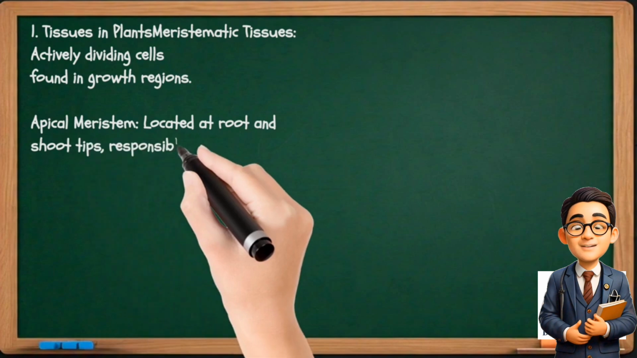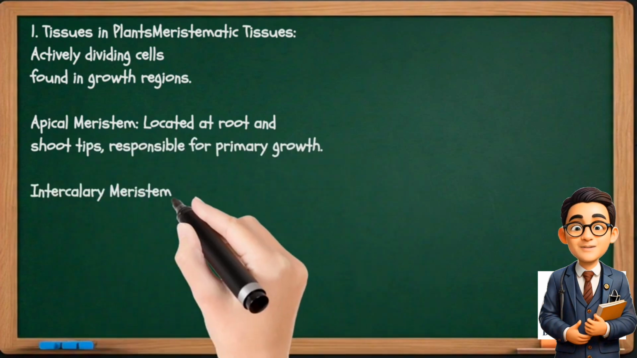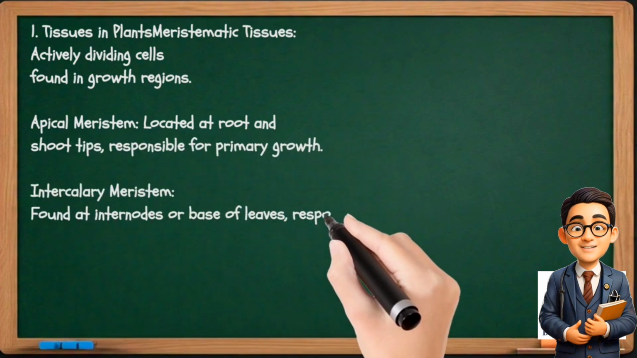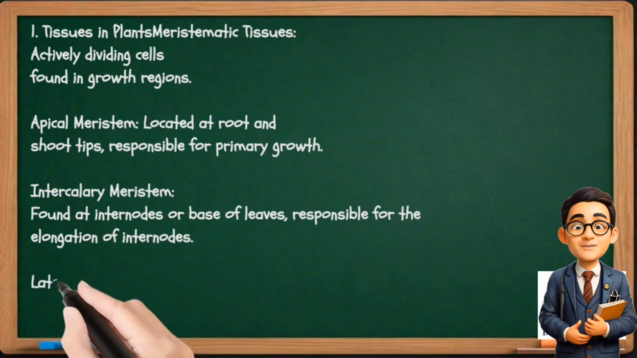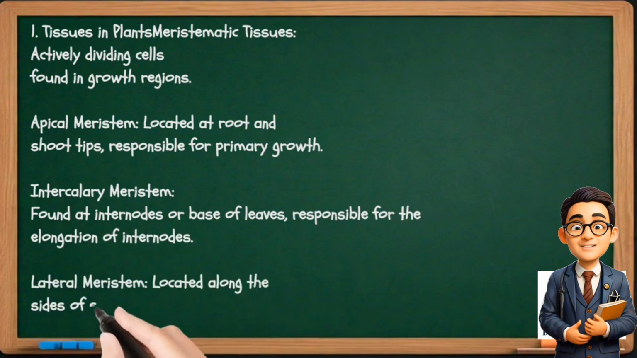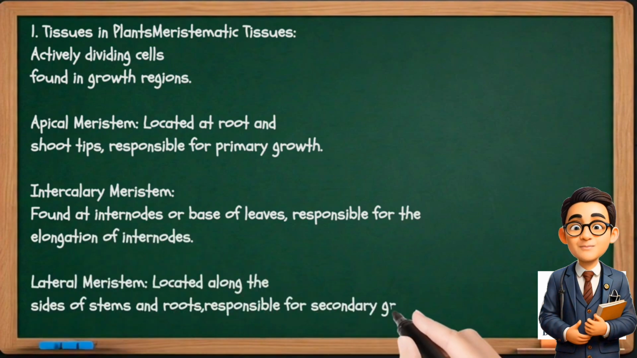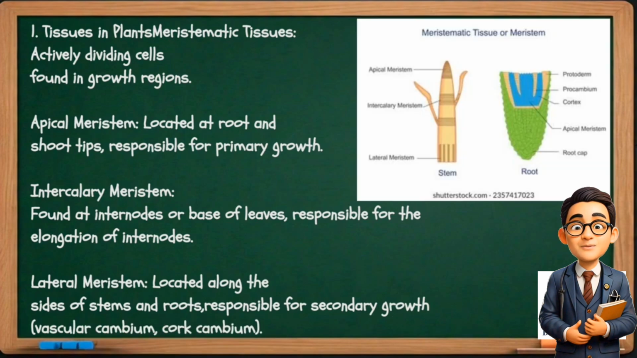Apical meristem, located at root and shoot tips, responsible for primary growth. Intercalary meristem, found at internodes or base of leaves, responsible for the elongation of internodes. Lateral meristem, located along the sides of stems and roots, responsible for secondary growth: vascular cambium, cork cambium.